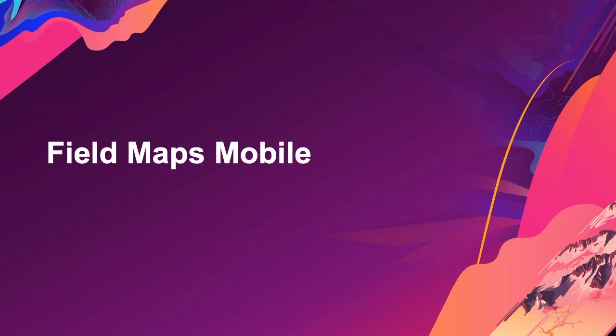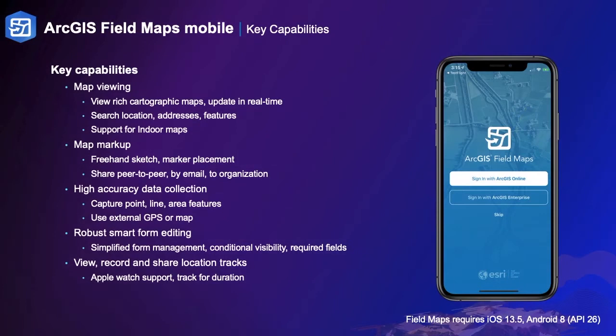So I'm going to focus now on the mobile aspects of the Field Maps solution. The key capabilities in the mobile app are, of course, map viewing. You have rich cartographic maps that come to life in Field Maps. And if those map layers update in real time and you have a connection to the service, the app will auto-refresh, respecting the refresh interval. Trying to find what you're looking for when you're in the field or on site is really key. Because of that, we allow you to search for locations, addresses, and features. As well, in recent releases, we added support for the indoor data model in indoor maps.